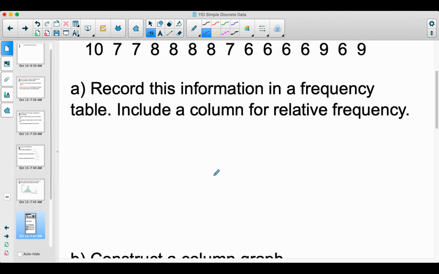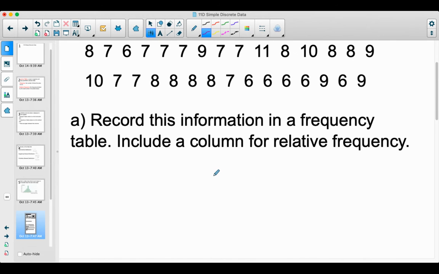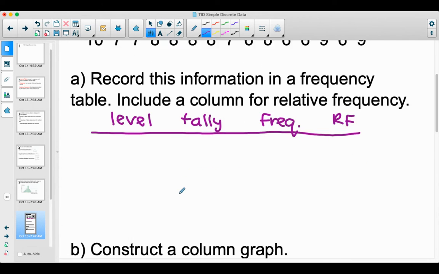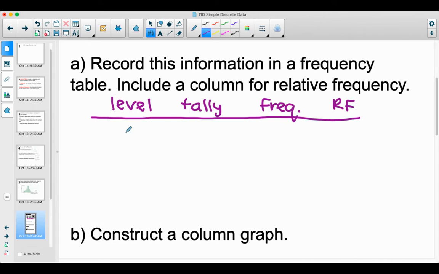Okay, so if we look at our column here, we're going to have the level, and then we're going to have our tally, and then our frequency, and then our relative frequency. And this is what our table is going to consist of. So our levels that we have are 6, 7, 8, 9, 10, and 11.